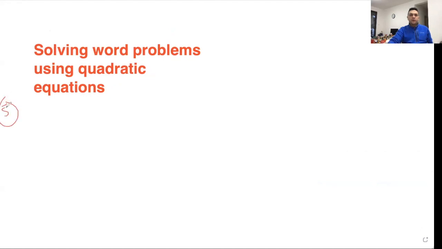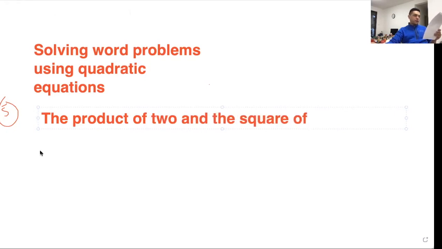Number 5, we can start easy. The product of two. Oh, maybe I can type it, right? Okay, let's see. The product of 2 and the square of x minus 3 is equal to 200. If x is a positive integer, form a quadratic equation and solve it to find the value of x.